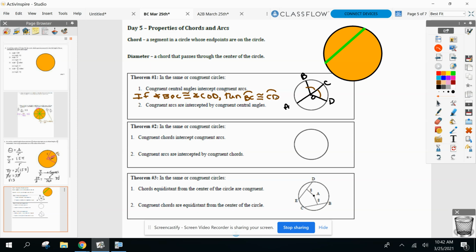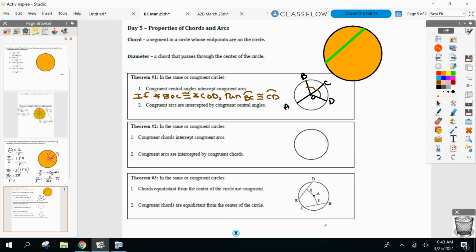And then number 2 under theorem 1 is saying the reverse. If you have arcs that are congruent, then the central angles are equal. That's all number 2 is saying. It's the reverse. If you have congruent arcs, you have congruent central angles. Questions there about your first theorem? All right, I'm going to kind of go fast through these, and then we have a bunch of time to practice all of them.